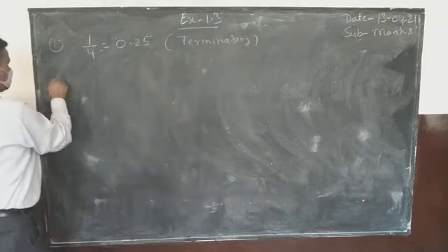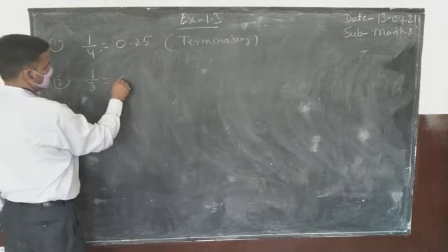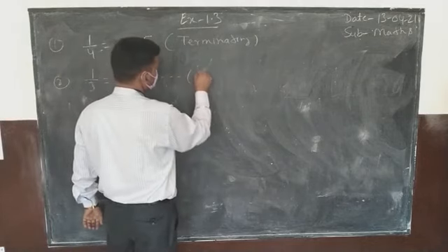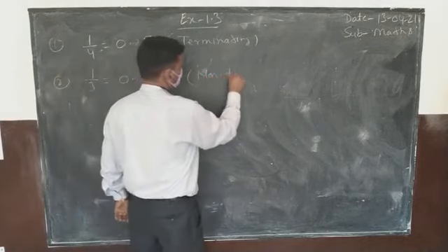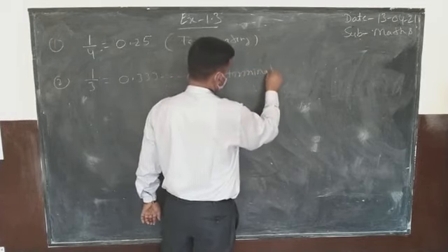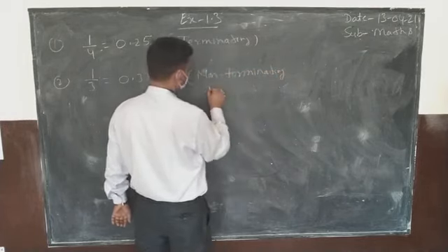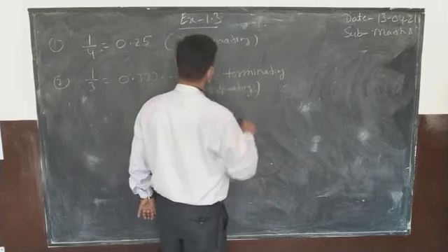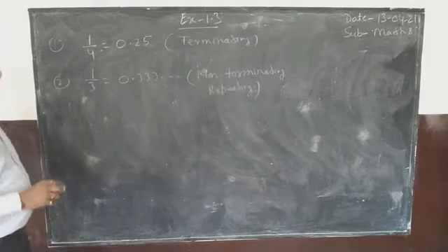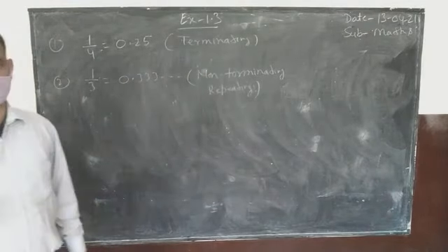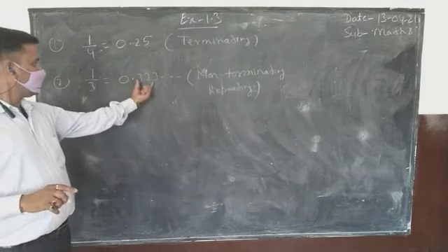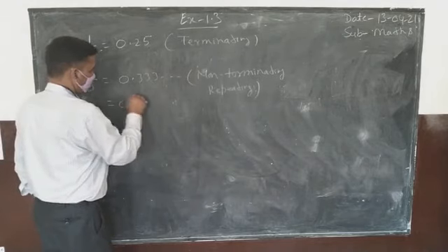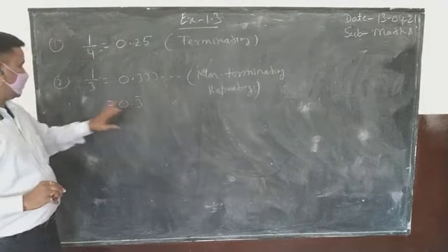Second, suppose you divide 1 by 3, the result comes 0.333... This type of number is called non-terminating repeating. But suppose another type of question where a block of digits is repeating, then you can write 0.3 bar.